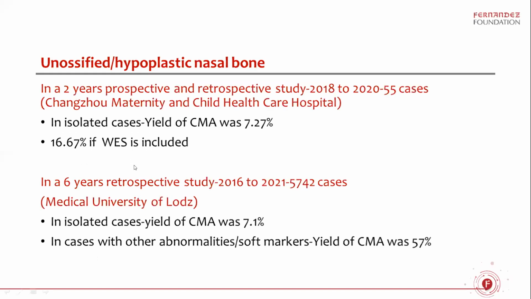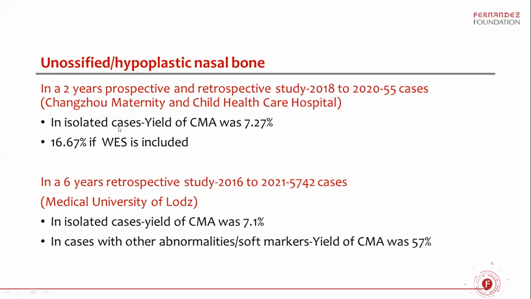When we look into the literature search, in a 2-year study, both prospective and retrospective, done from 2018 to 2020, almost 55 cases were taken into consideration at Changzhou Maternity and Child Healthcare Hospital. In this study, they found that in isolated cases of nasal bone hypoplasia or aplasia, the yield of CMA was 7.27%. And postnatally, 2 cases were found to have a single gene etiology.